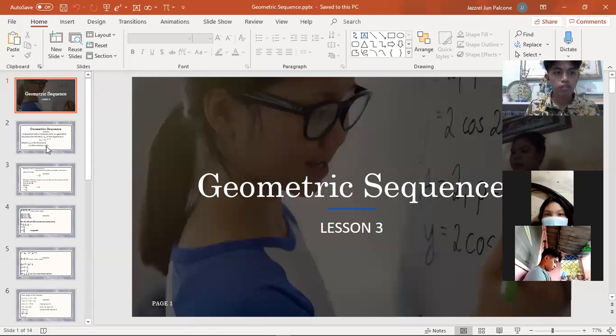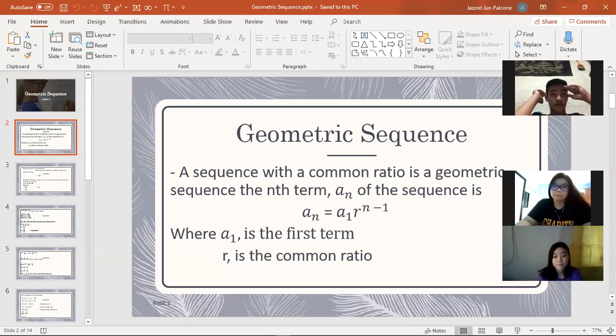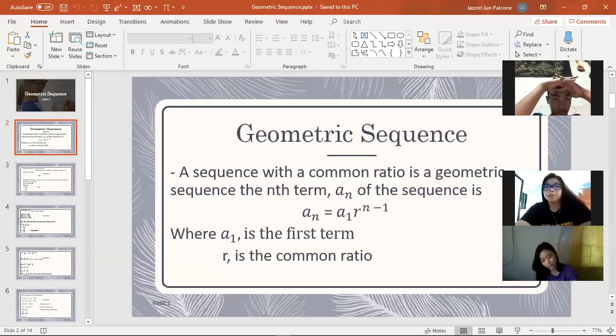Okay? So first, let's have the meaning of geometric sequence. Pakibasa nga po ako. May I ask Nikki to read what is geometric sequence? A sequence with a common ratio is a geometric sequence. The nth term a sub n of the sequence is a sub n equals a sub 1 r raised to n minus 1, where a sub 1 is the first term, r is the common ratio.